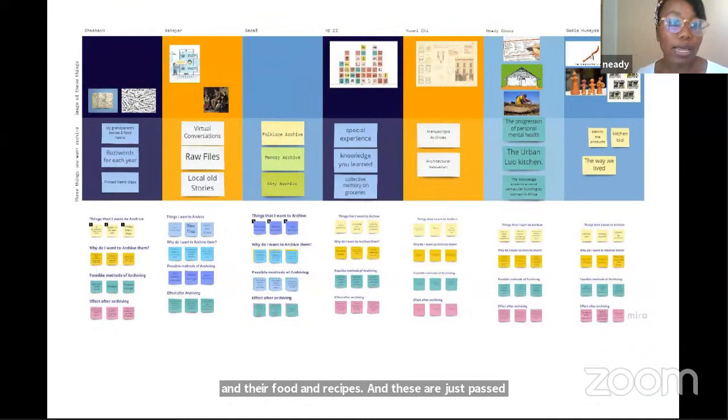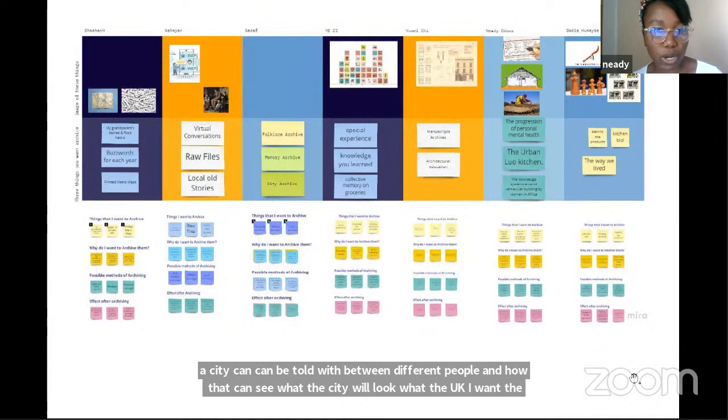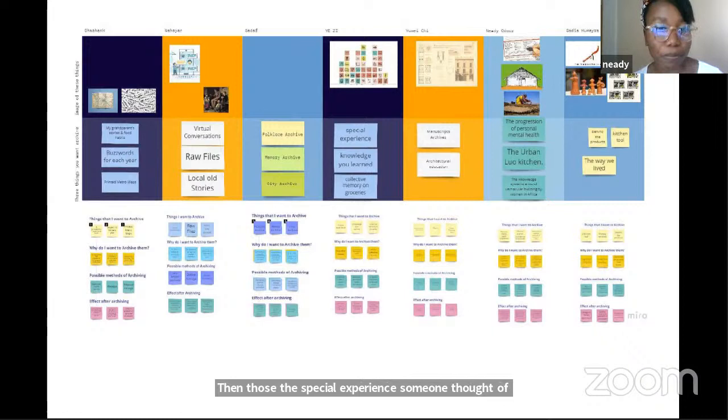He was also a collector of printed metro maps, which we found very interesting. Then someone else thought of virtual conversations and local old stories. Another person thought of the city and how the story of a city can be told between different people, and how that can shape what the archive of the city will look like. Then there was the special experience. Someone thought of archiving special experiences. There's also a thought of archiving a collective memory on groceries.